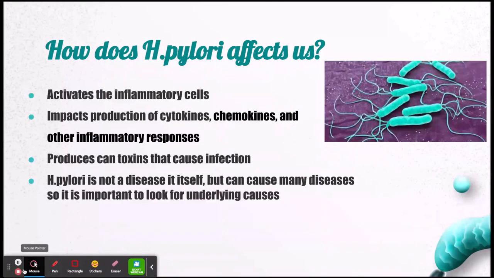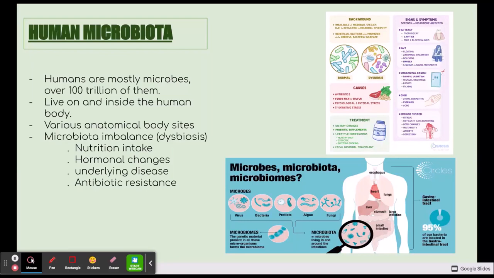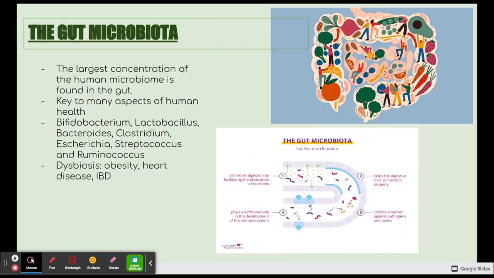The human microbiota is made up of more than 100 trillion microbes that have evolved to live on and within human beings. They benefit our body systems by breaking down nutrients, synthesizing amino acids, and vitamins such as vitamin B and K, and they also provide protection from pathogenic organisms that enter our body. Dysbiosis can be caused by changes in diet, stress, underlying disease, or using antibiotics.